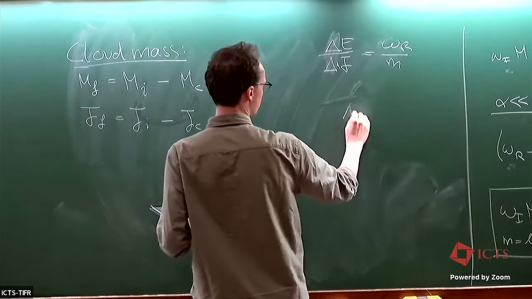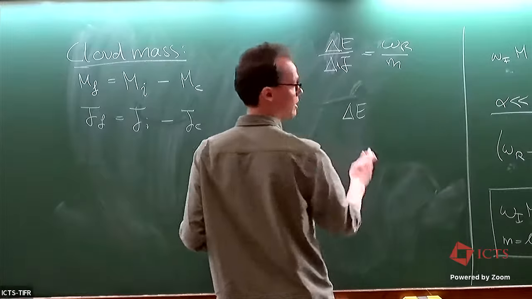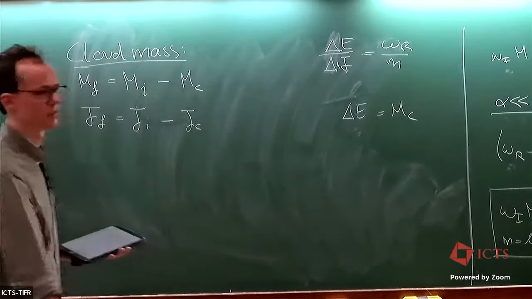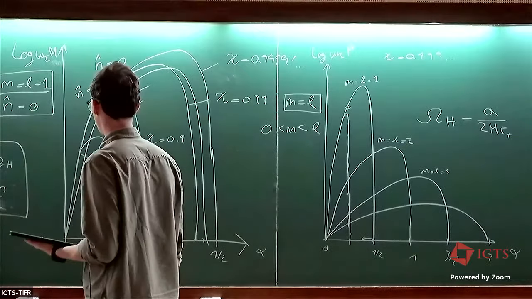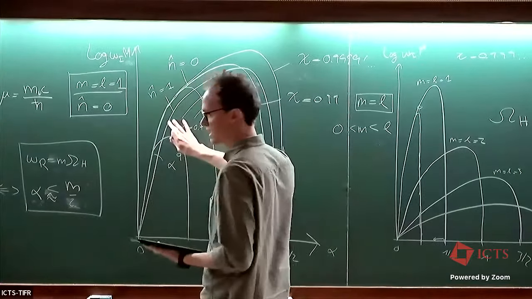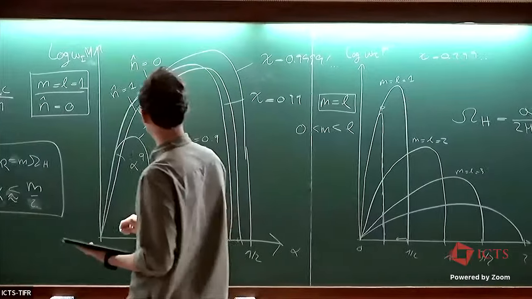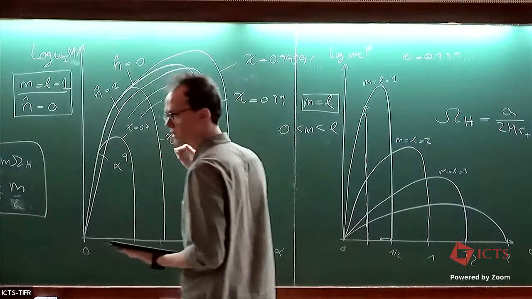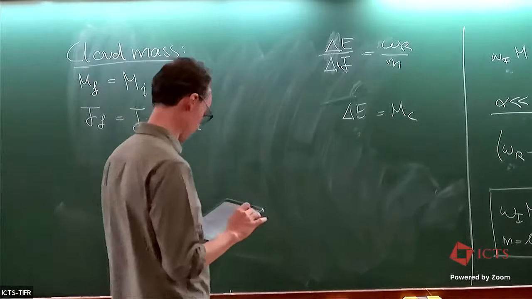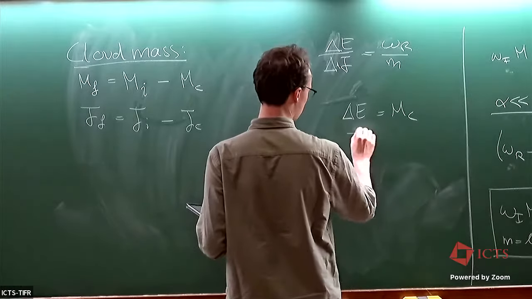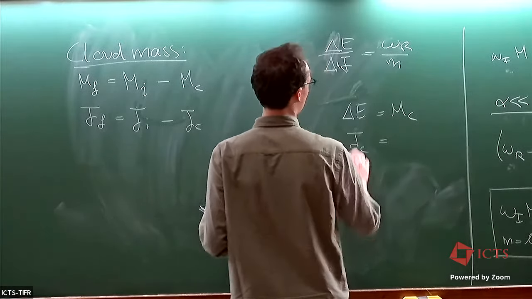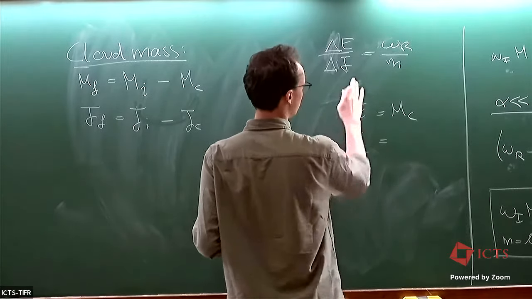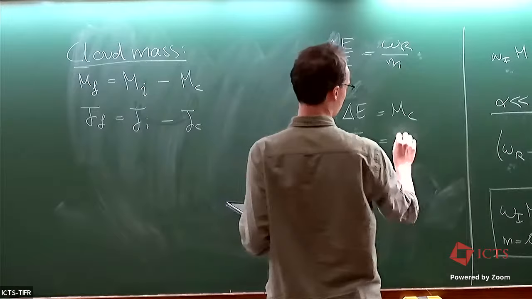But delta E, the energy that is extracted from the black hole, is just the mass that is deposited in the cloud. This shouldn't be a straight line. I'm not a good painter, I guess. It's a curved line. Then we know that the angular momentum in the cloud is just related to the mass in the cloud by this relationship.